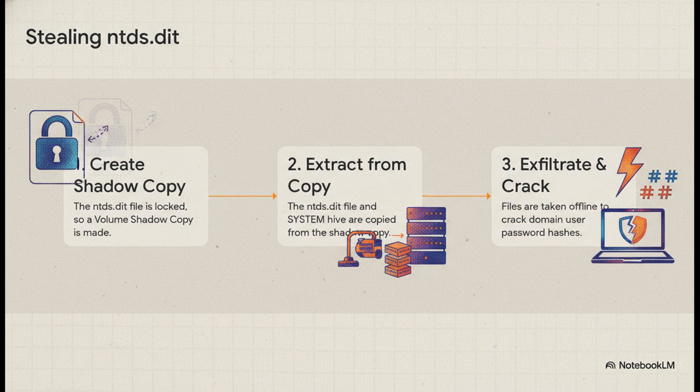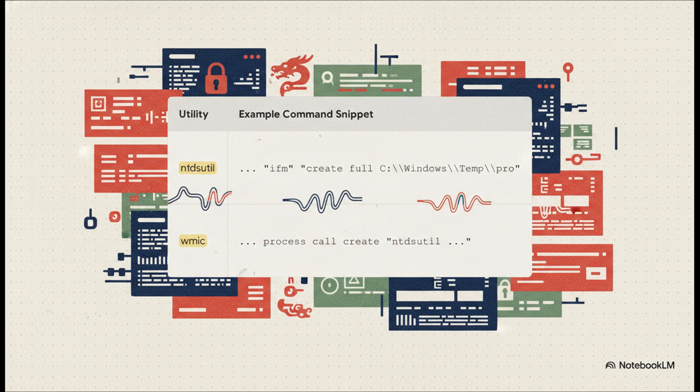They create a volume shadow copy, basically a snapshot of the system, and then they can pull the ntds.dit file and the system registry hive from that copy. Once they have those two files, it's game over. They can take them offline and crack all the password hashes. And this right here shows you the exact commands they might use. See, they're leveraging built-in, trusted tools like ntdsutil, or maybe even wrapping it inside WMIC to run the whole extraction. To any basic security tool, this just looks like a system admin doing their job.